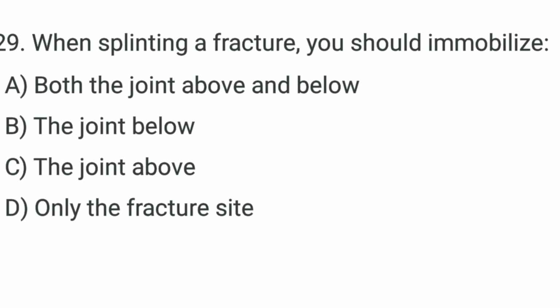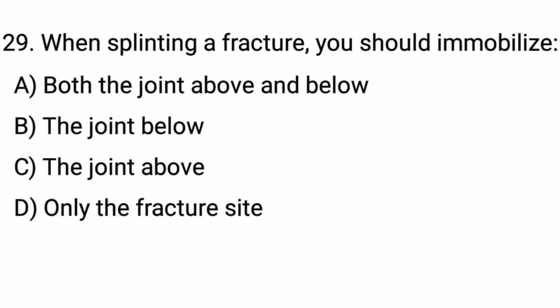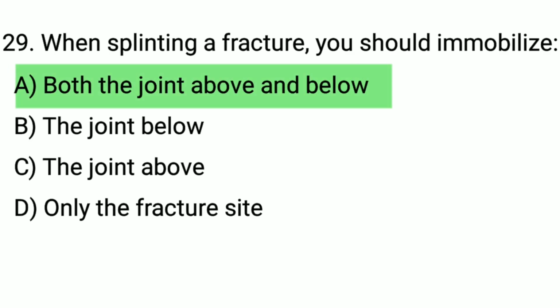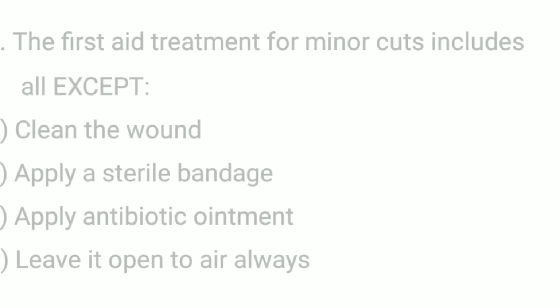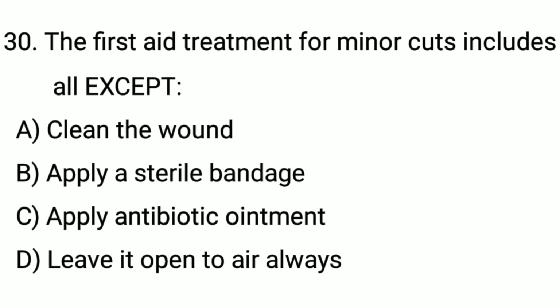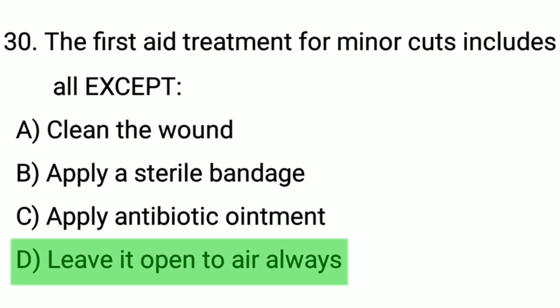Question number 29. When splinting a fracture, you should immobilize. The right option is option A, both the joint above and below. Question number 30. The first aid treatment for minor cuts includes all except. The right option is option D, leave it open to air always.